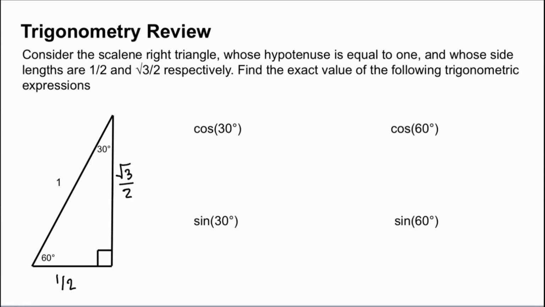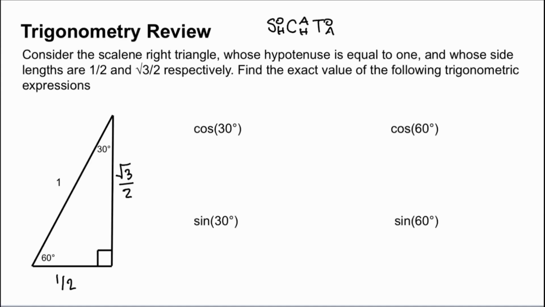And I don't know, you may have caught on to this, but this example that we just did and the example that we're working right now are the special right triangles that we worked with in the past two videos. So we're going to find the exact value of the following trigonometric expressions. And now there are four, sorry. So I'm going to write out our SOHCAHTOA here.